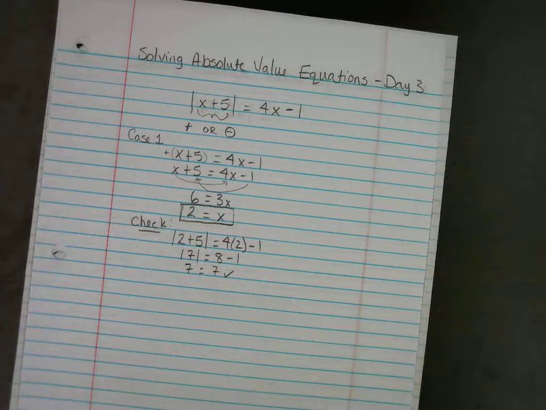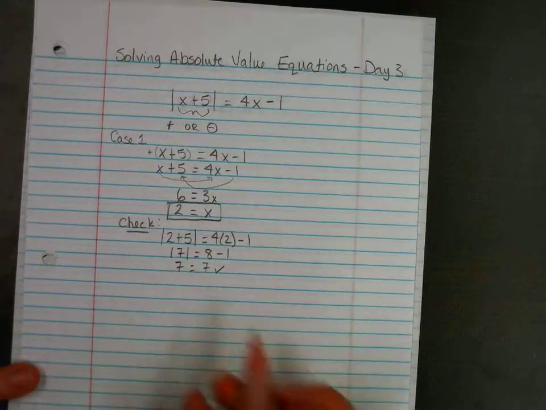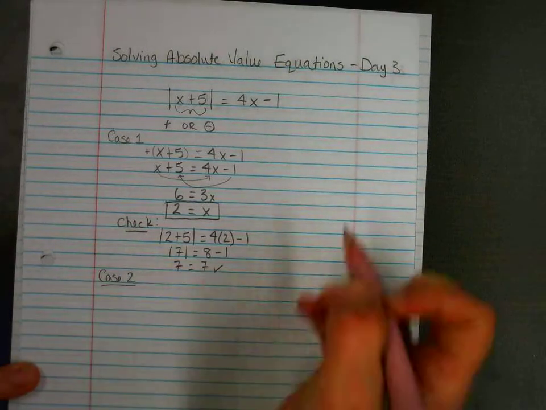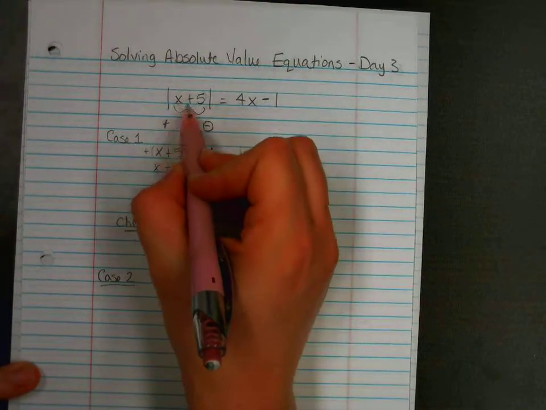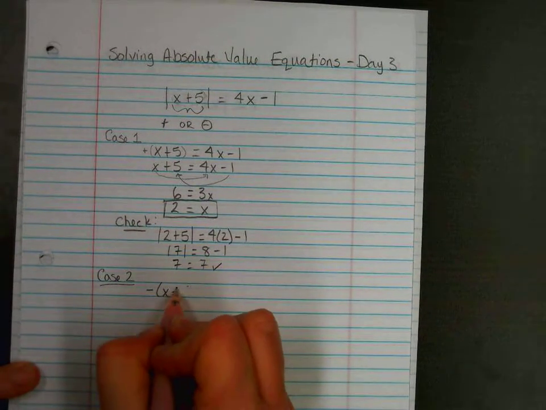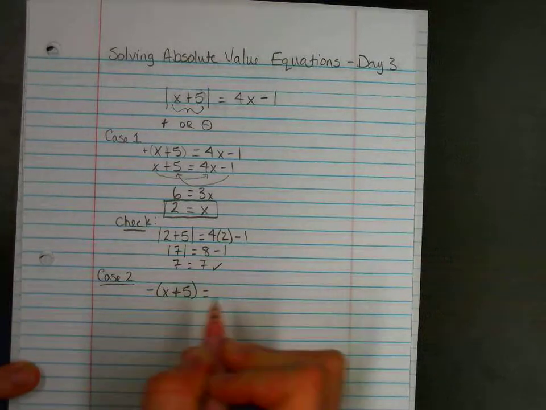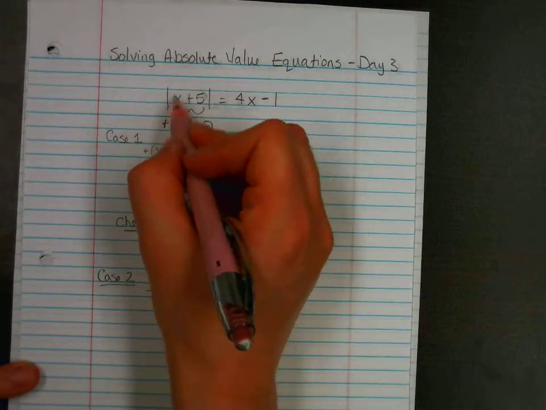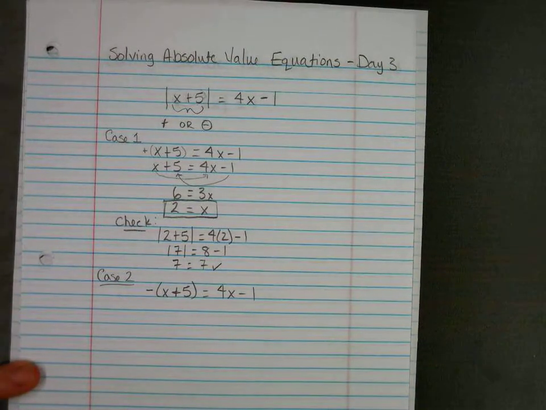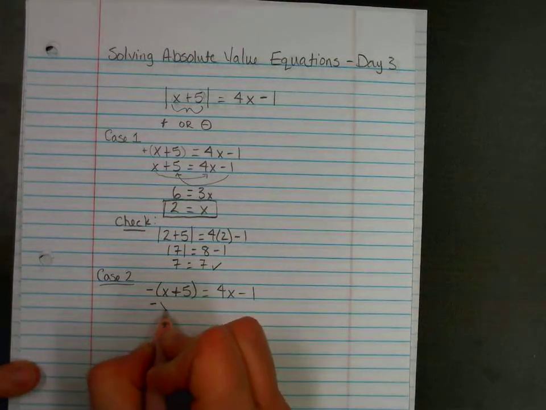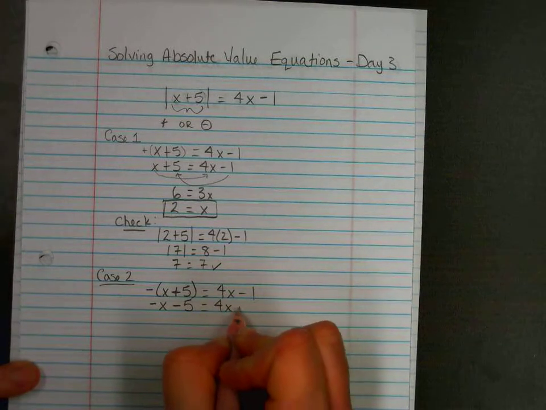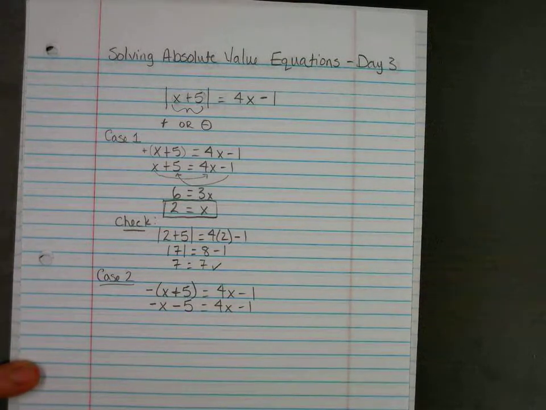All right, now we have to consider a second case. So our second case means that this expression could potentially all be negative. So I'm going to apply a negative to this entire expression inside the absolute value sign, and then solve this equation. So what's going to happen is this is going to change to a negative x, minus 5 equals 4x minus 1, and then we're going to solve this equation.